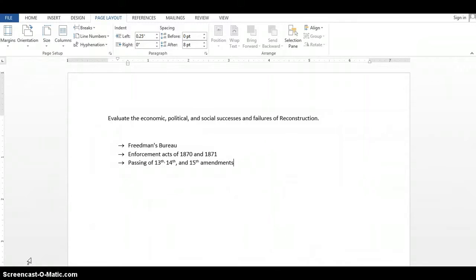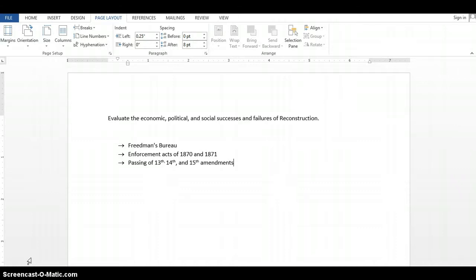Now, getting down to it, our question is, evaluate the economic, political, and social successes and failures of Reconstruction. Now, the first point that I thought of was the Freedmen's Bureau, and basically the Freedmen's Bureau was a bureau established to further the practical skills of African Americans, and it was intended to teach African Americans things that they hadn't learned when they were slaves, and allow them to better themselves in a growing world. And because of that, we'd consider that a success.